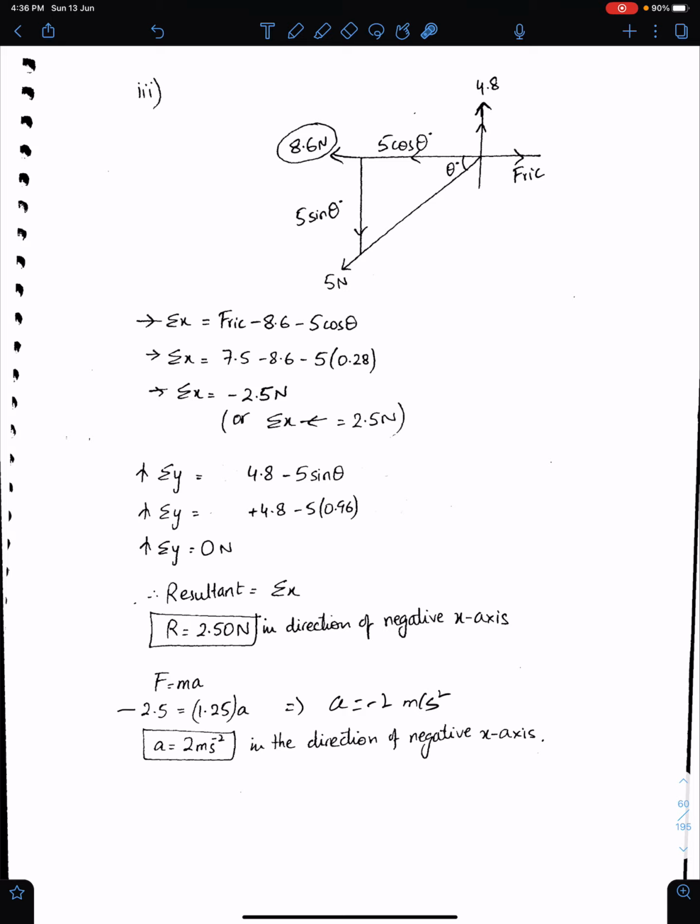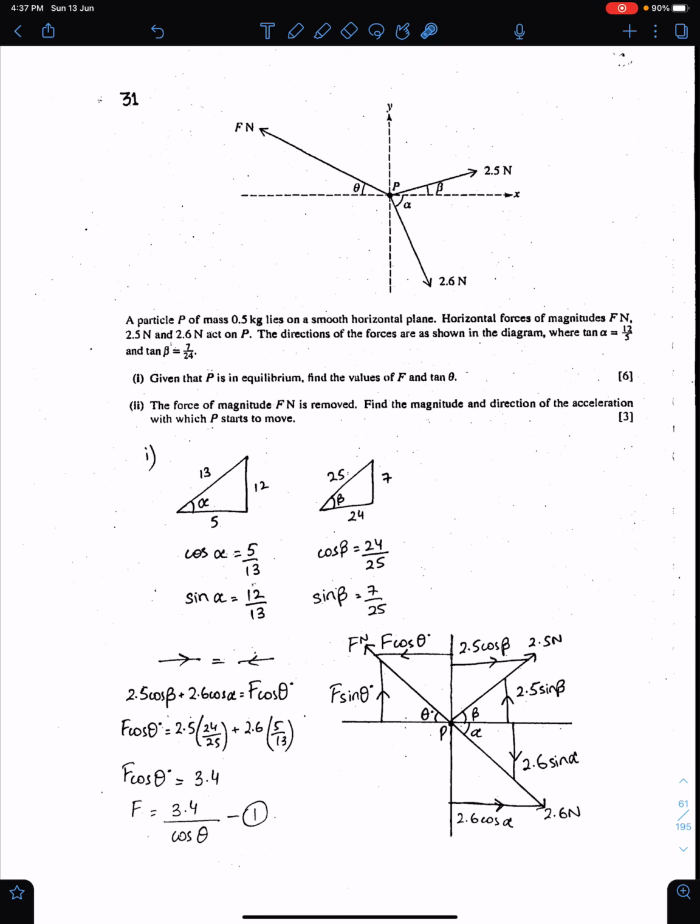Sigma y, 4.8 minus 5 sine theta, which is 0. Therefore, resultant is sigma x. And the formula of resultant is ma. Since F is negative, minus 2.5, and mass is 1.25, so acceleration is minus 2. Minus 2 means towards left. So acceleration is 2 meters per second squared in the direction of negative x-axis.